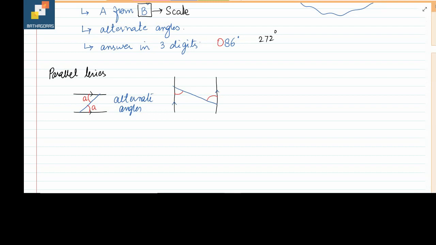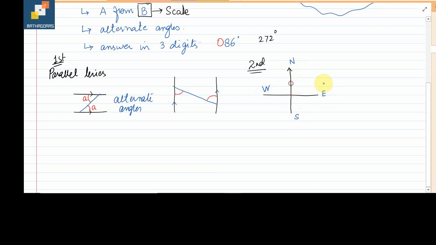Now the second important thing, I'm going to write it down. That was the first one, the concept of parallel lines. Now the second one is, let's suppose you have a scale, right? North, south, west, east. Let's say that this is your north, right? North, south, west, east. That is a very important explanation, so listen carefully.